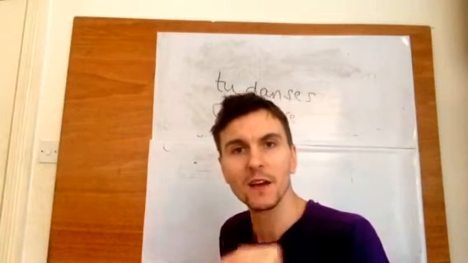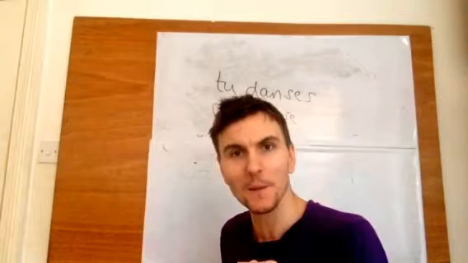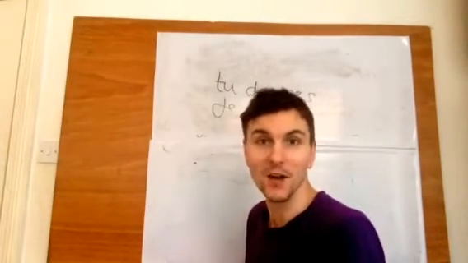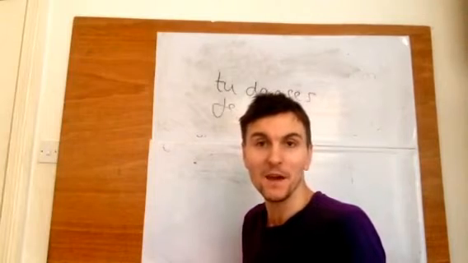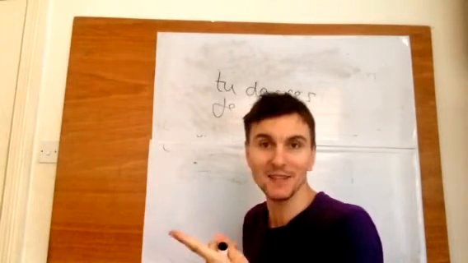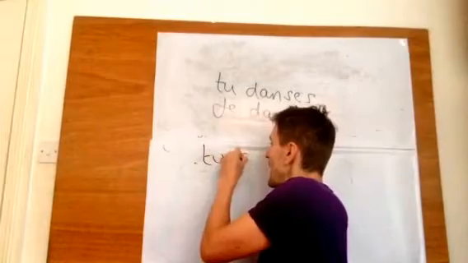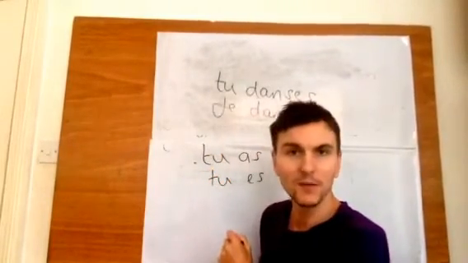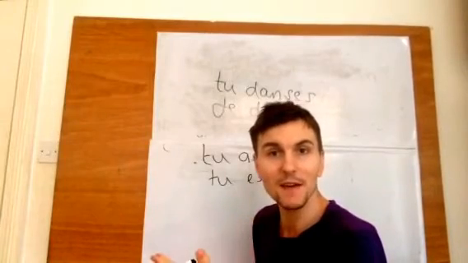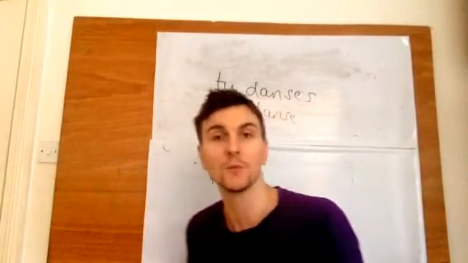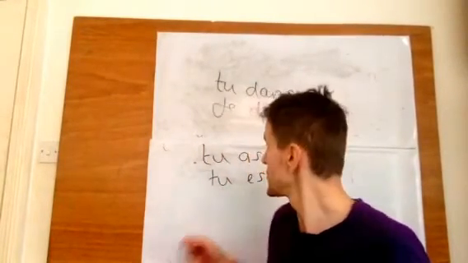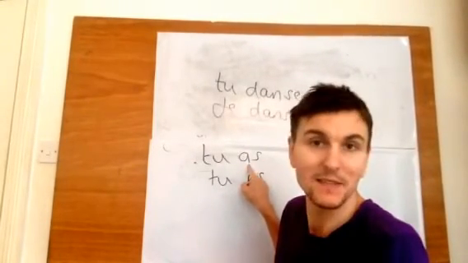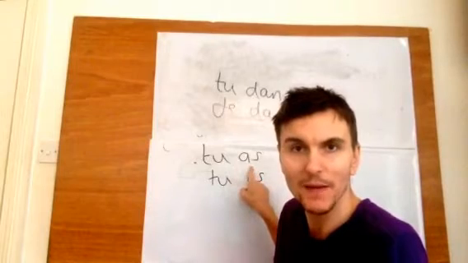you need to recognise straight away as well when you're listening to somebody whether they're using a be or a have. So 99% of the time, if they're using an auxiliary, you're going to get tu as or tu es. Possibly vous avez or vous êtes. So for example, have you arrived? Est-ce que tu es arrivé? Have you seen the house? Est-ce que tu as vu la maison?